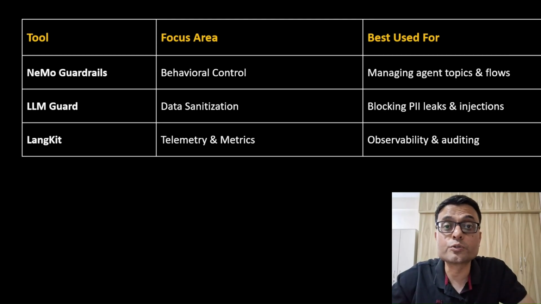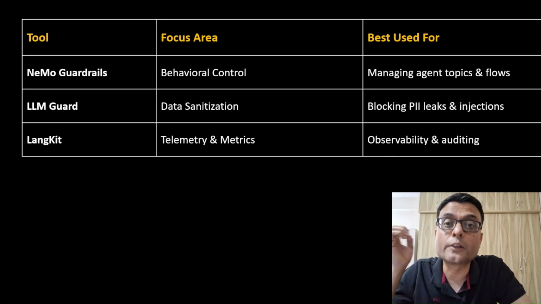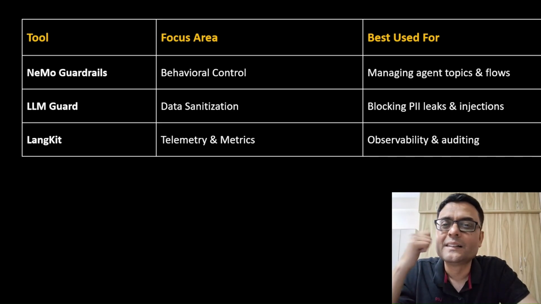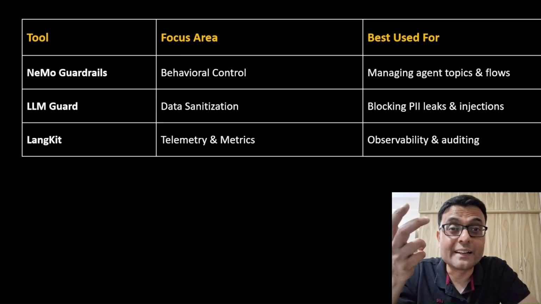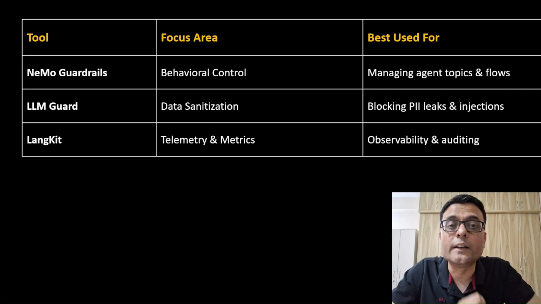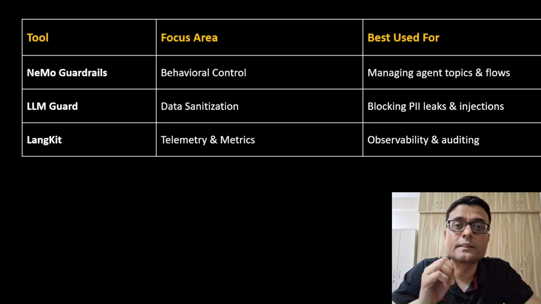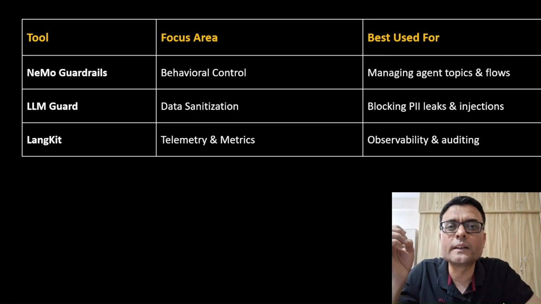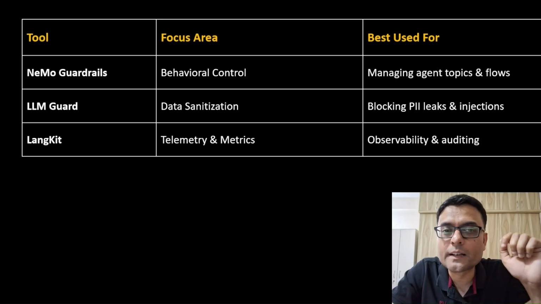So how do you choose? If you need strict control over your bot's conversational topics and agent logic, you want NeMo Guardrails. If your primary goal is compliance, data privacy, and sanitization of text, deploy LLM Guard. And if you need long-term security metrics and behavioral monitoring, wire up LangKit, the secret weapon.